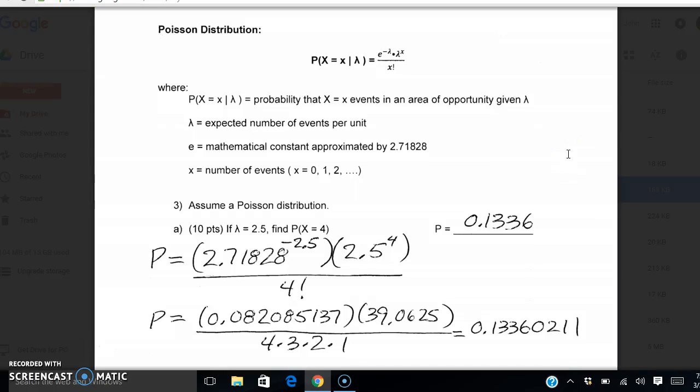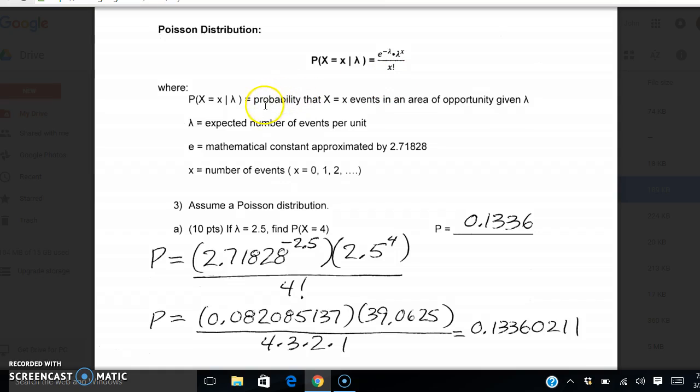This is practice test number 6, problem number 3, and here we're dealing with what's called the Poisson distribution. We see the formula here at the top of the page. Your interest will be in calculating the right-hand side of this equation. The Poisson distribution gives us the probability of a certain number of events taking place in a time period when we know the average or the expected number of events in that time period.